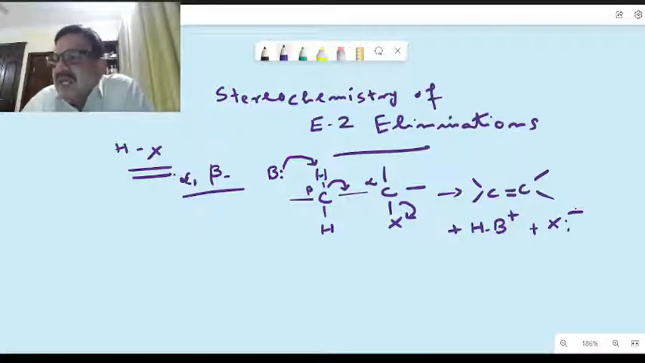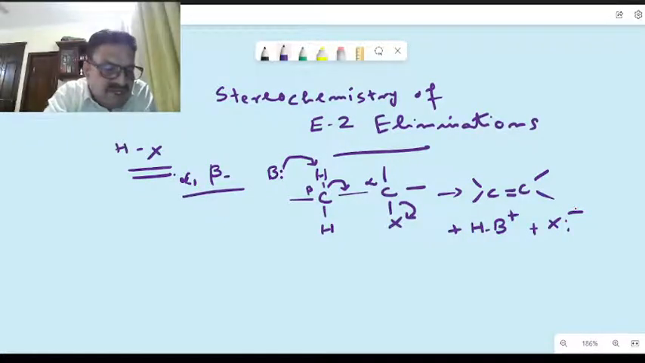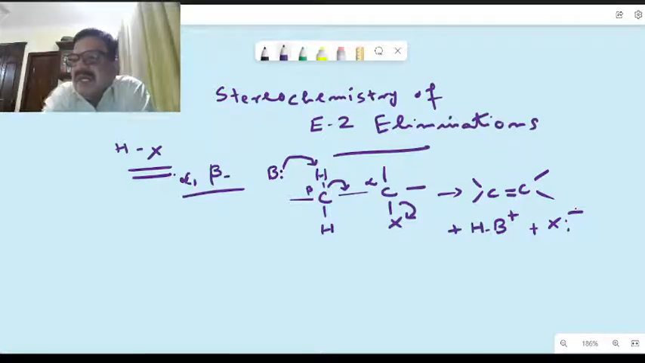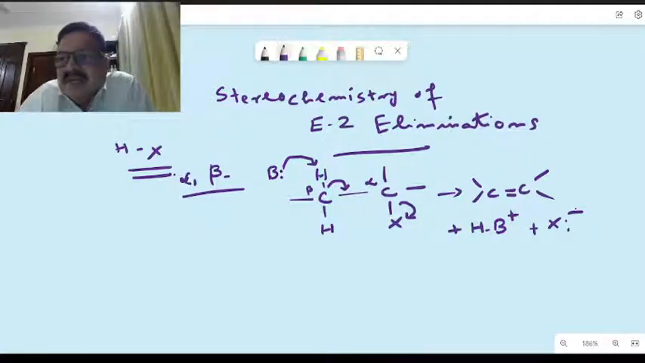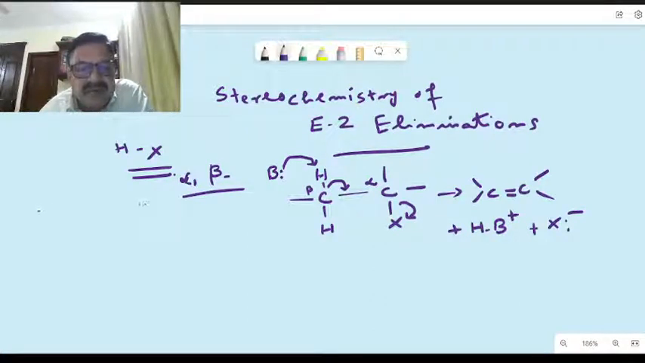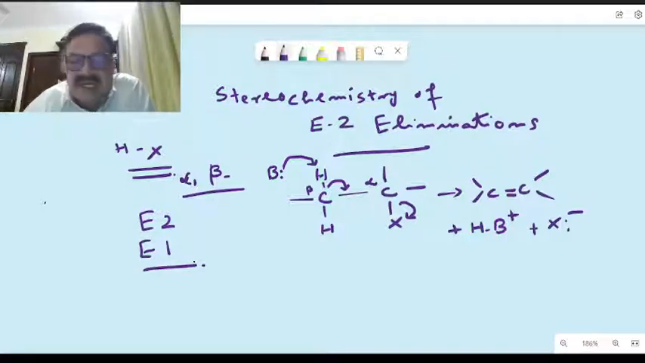So E2 and E1 mechanisms. That's the difference here. It is only in the timing here. Okay. So E2 mechanism, that is a bimolecular elimination mechanism, E2 and E1. These are the two types of eliminations here. We know that. So this is these two mechanisms, the difference, because I will not be discussing it in detail.